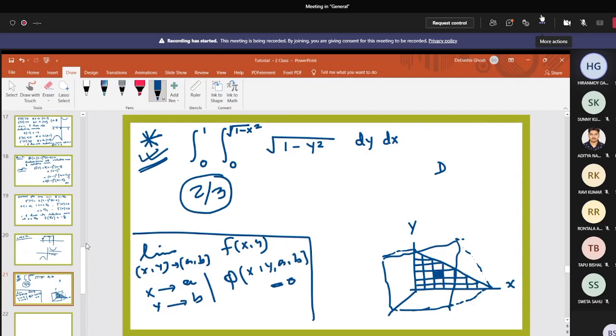Then we just find out whether the value of this limit is path dependent or path independent. Depending on that, if it is path independent, then we can say that the limit exists, and the value we are getting is the value of the limit.